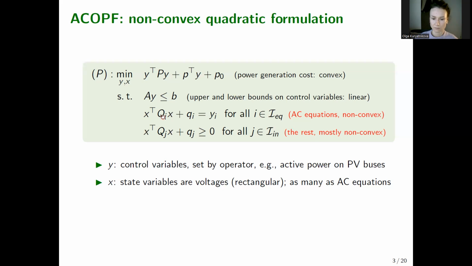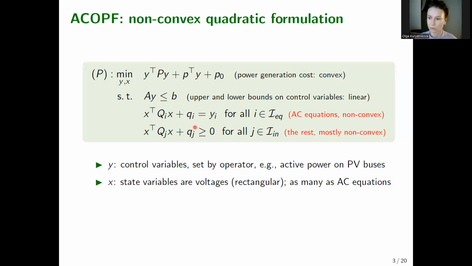And in our case, x will be voltages in rectangular coordinates, for those who know the problem. So this is a system of non-convex quadratic equations, but it's a square system. So as many variables as equations.